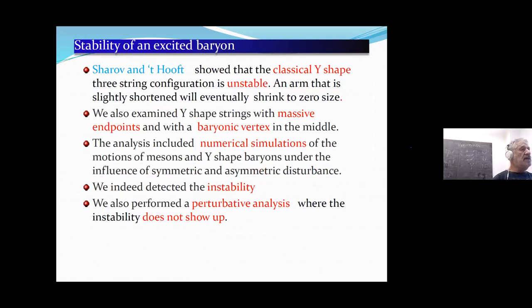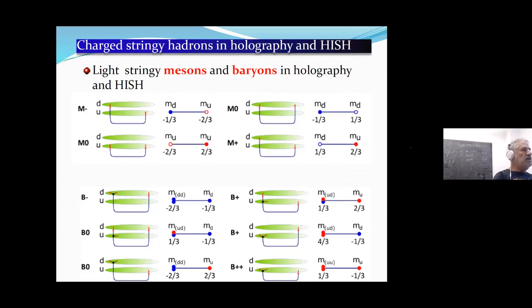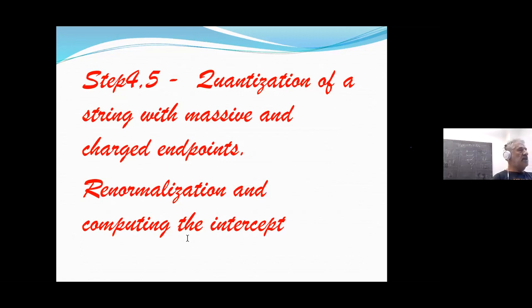It turns out it was shown by Sharov and Prokushkin that the classical Y-shape is unstable. An arm that is slightly shortened will eventually shrink to 0 size. We also checked it numerically, and we found this instability, which is not a perturbative instability. Now, it's easy to write down the configuration for light quarks for all possible mesons and all possible baryons. Now, the harder step is the quantization.